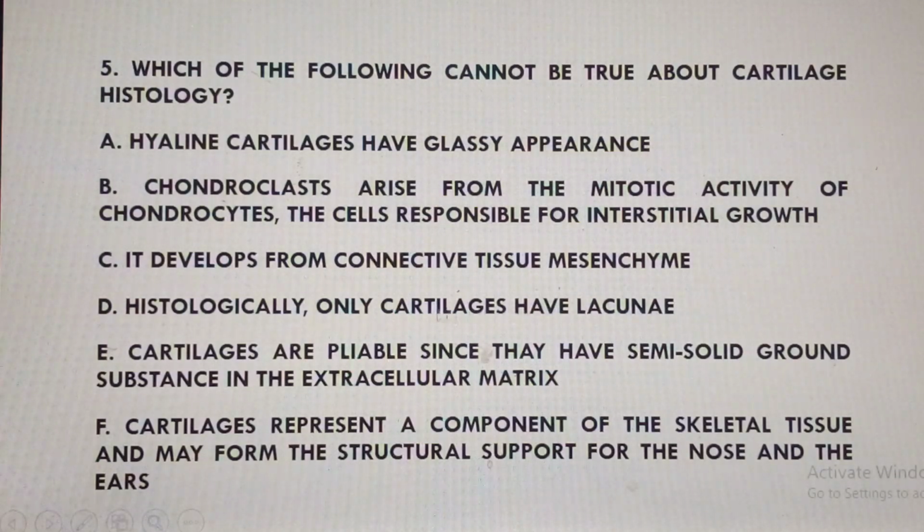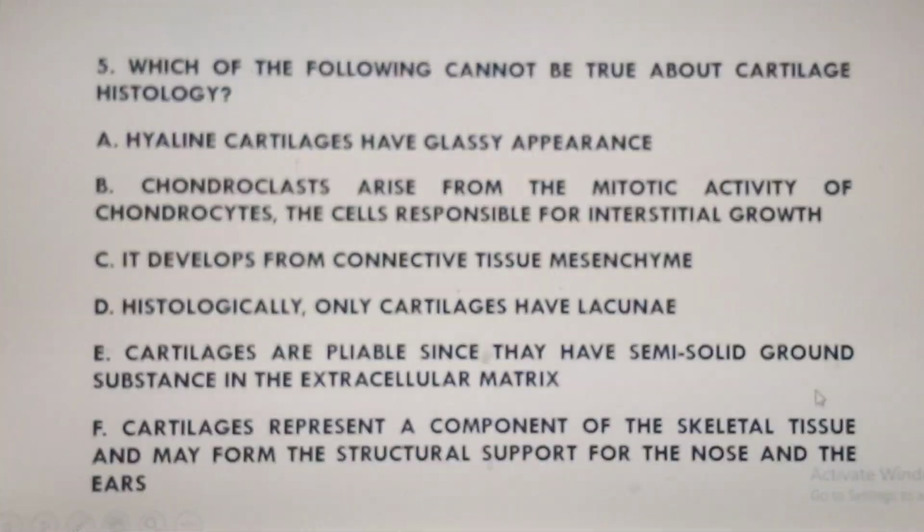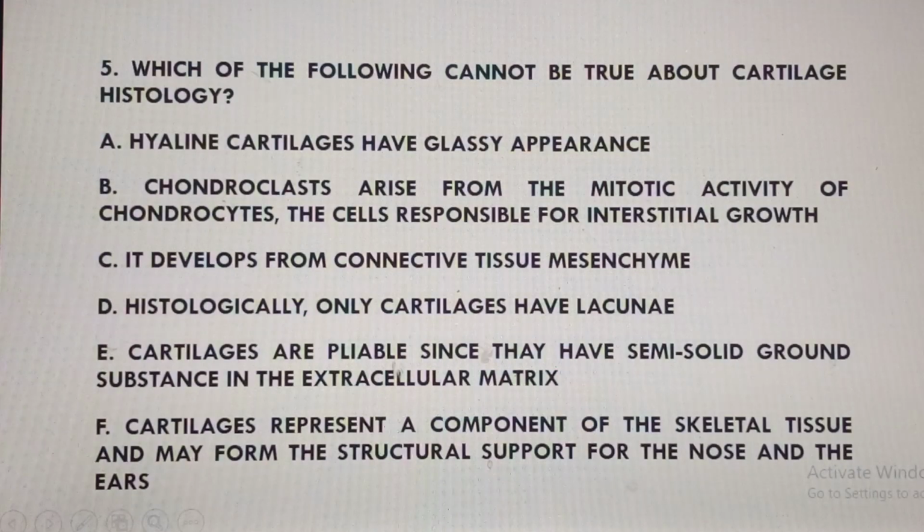So this is the wrong statement, therefore the correct answer. Option E says cartilages are pliable since they have semi-solid ground substance in the extracellular matrix. Yes, unlike bone where it has a solid matrix, in cartilages it has a semi-solid ground substance, making it kind of pliable. Okay, that's a true statement.